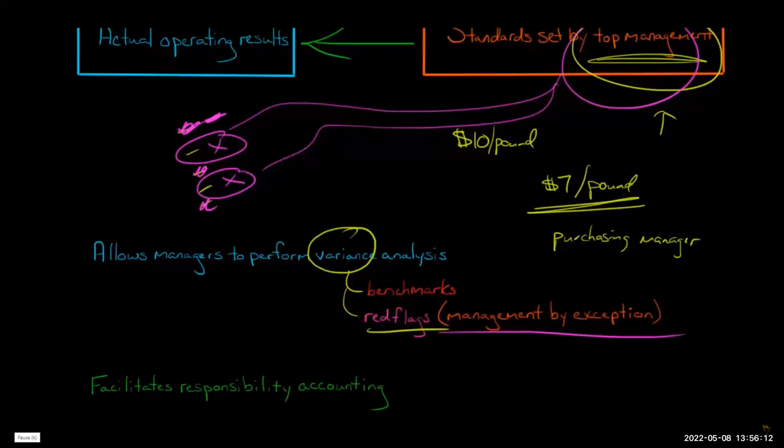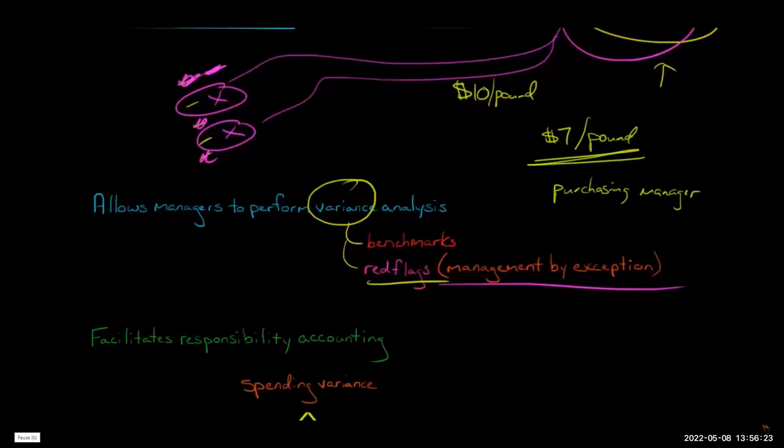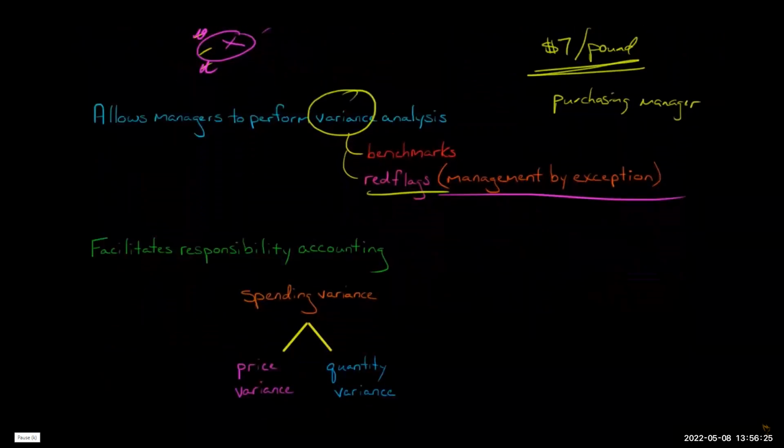This standard cost and variance analysis allows the company to practice responsibility accounting. So the idea behind responsibility accounting is that a manager should only be held responsible for the costs that they actually control. Okay, so let's think about supplies at a hospital. And so we think about these supplies, and we could come up with a spending variance and say, okay, here's what our actual supplies expense was, and here's what it should have been per the standard. And we call that a spending variance.